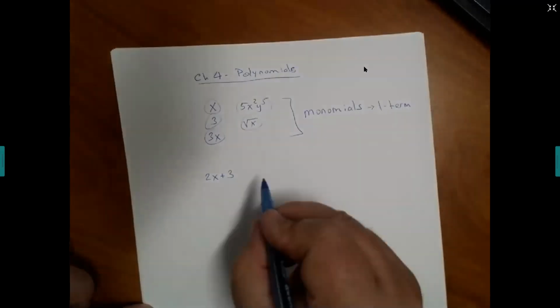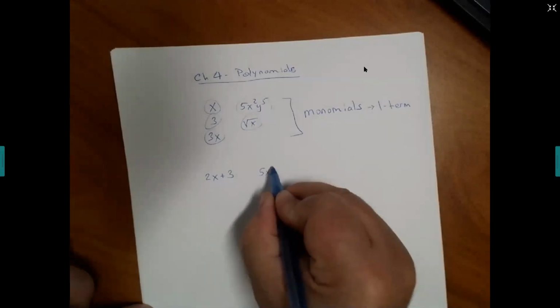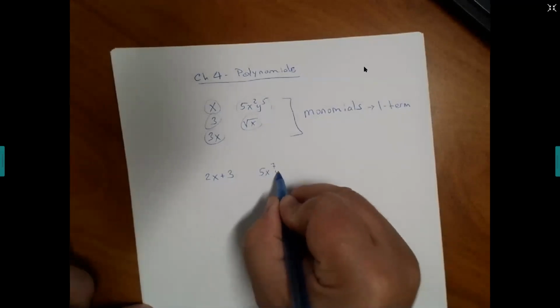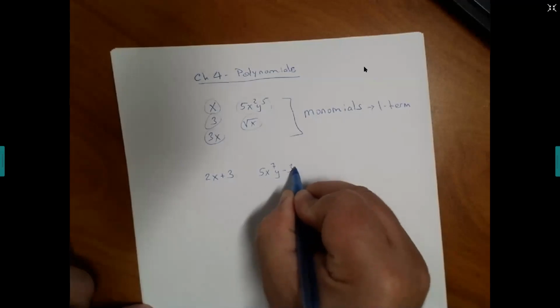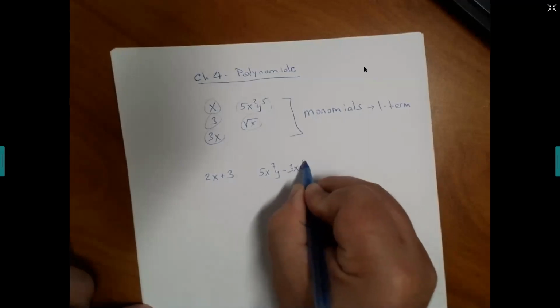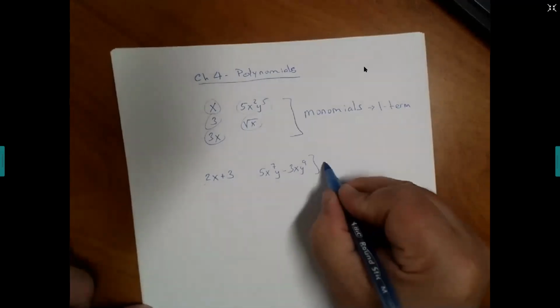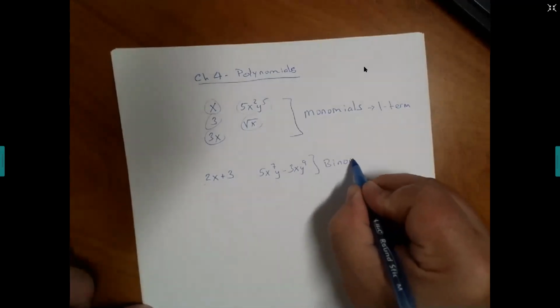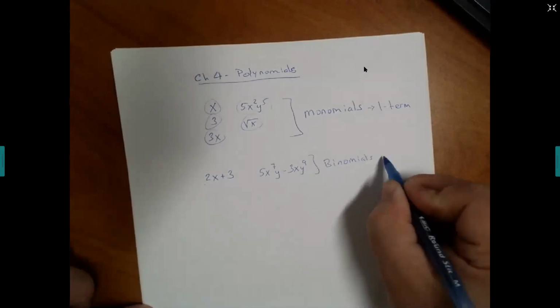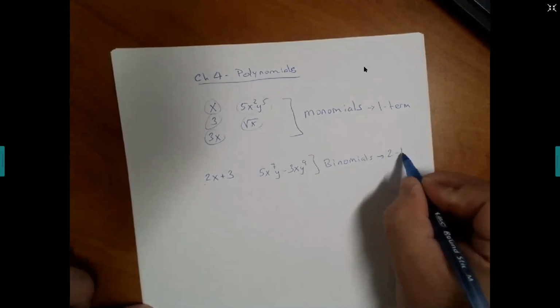2x plus 3, 5x to the 7th y minus 3x, y to the 9th. Each one of these only has two terms, so these are called binomials. They have two terms.